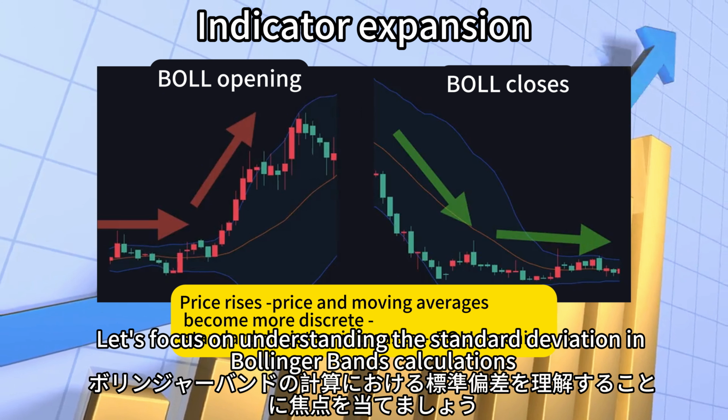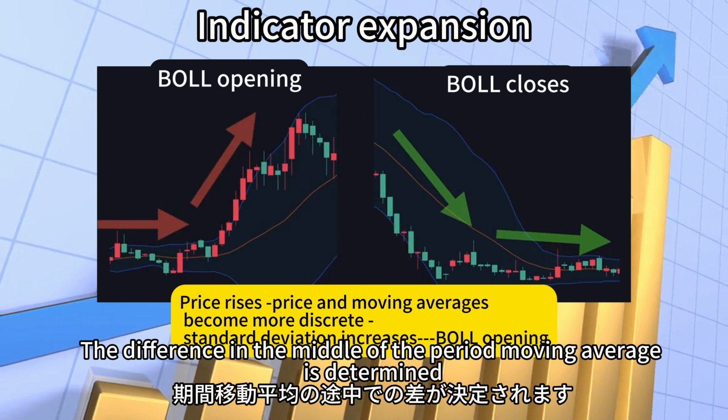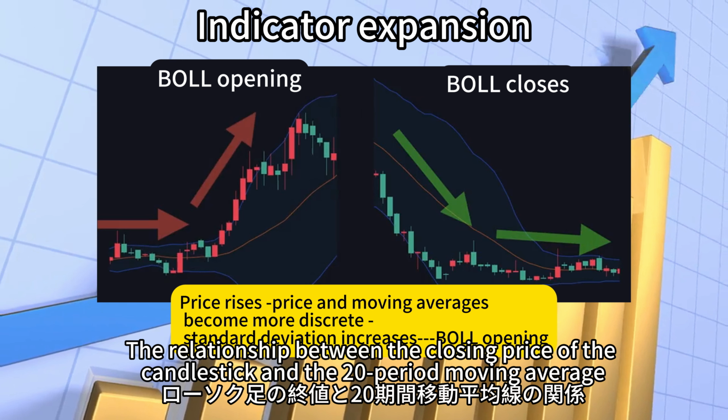Let's focus on understanding the standard deviation in the Bollinger Bands calculation. The standard deviation is based on the difference between the price and the 20-period moving average. The standard deviation should be based on the last 20 candlesticks, and the relationship between the closing price of the candlestick and the 20-period moving average.